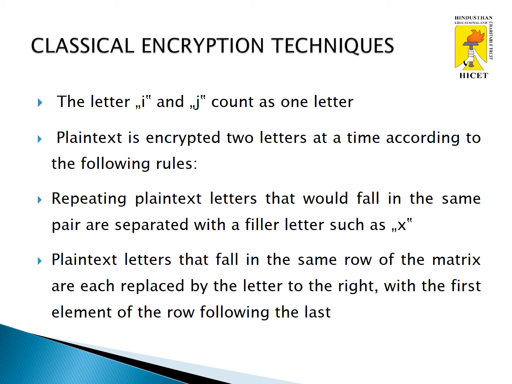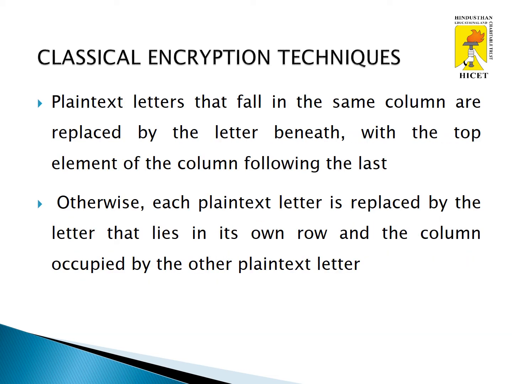and then circularly. Rule 3: if both letters fall in the same column, replace each with the letter below it, and then circularly. The last rule is, each letter is replaced by the letter in the same row but in the column of the other letter of the pair.